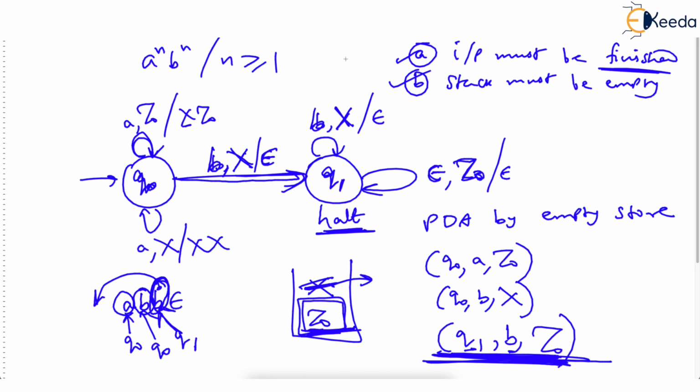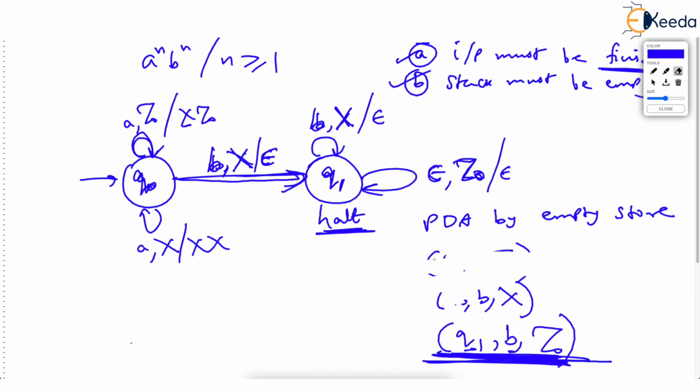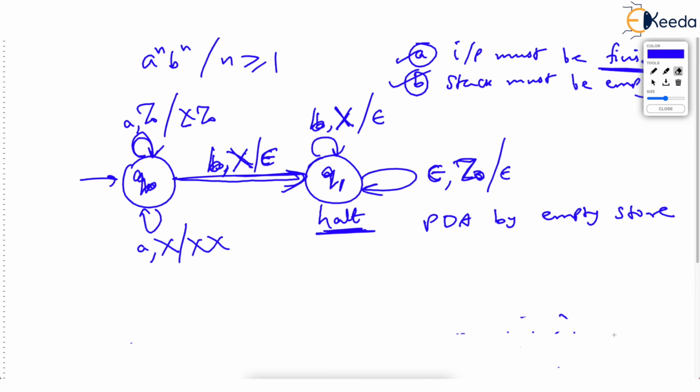I hope you are understanding. Let's understand. Give me some time. Just wait. I'll just clean a few things. This example will be more interesting and you will know exactly. I mean, you already understood. I am confident about what a PDA by empty store is. But just observe. Suppose I have got a string like this, double A and then B.